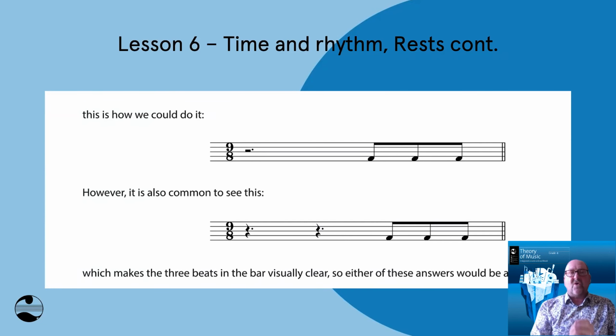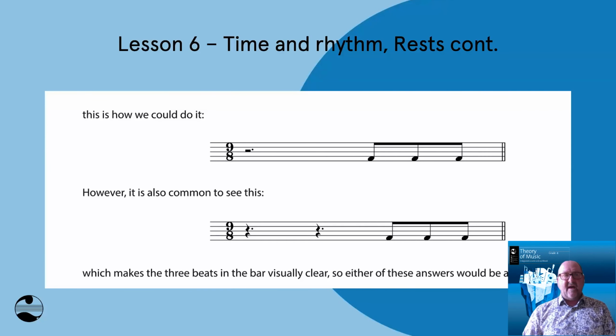But it's also common to see the rest in 9/8 time like this as well, with the 2 dotted crotchet rests. And it's just a visual thing. If you look at a 9/8 bar, you want to see 1, 2, 3, and splitting out those dotted crotchet rests the way I have there enables that. But both of these are actually correct. If you wrote both of these in an exam, you would be marked correct both times.